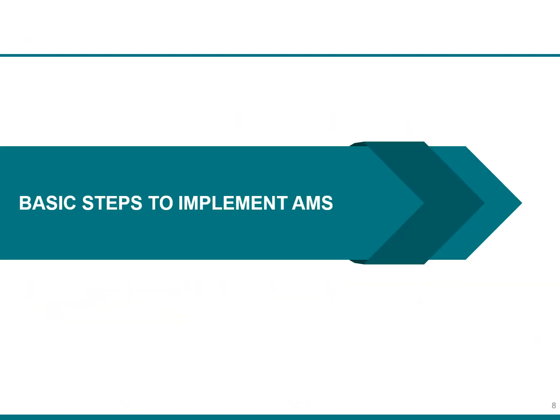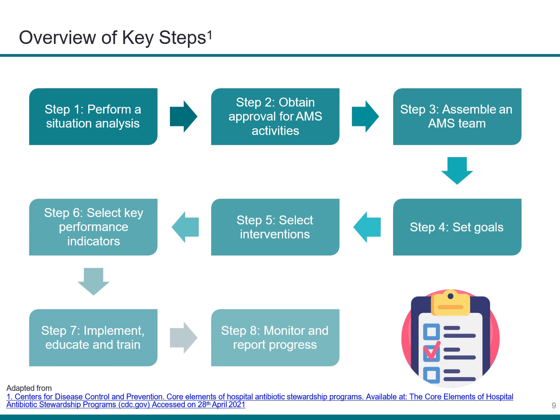Now, what are the basic steps? First, perform a SWOT analysis, that is, situation analysis, obtain approval for the activities, assemble the AMS team, set goals, select interventions, select key performance indicators, implement, educate and train, and monitor and report on the program.